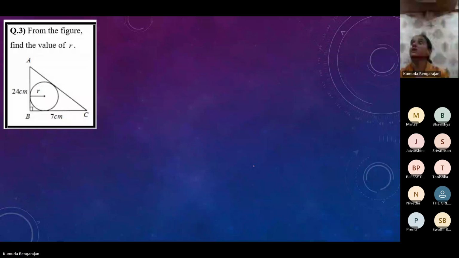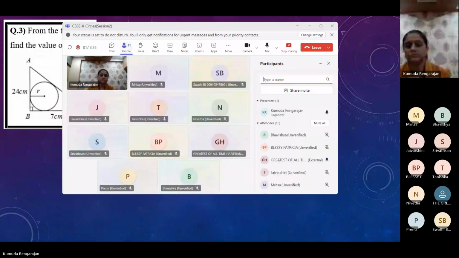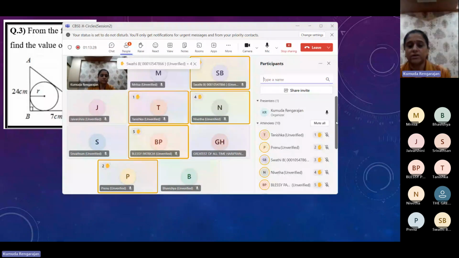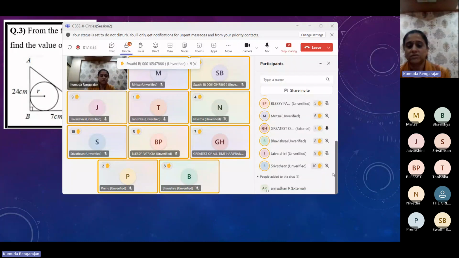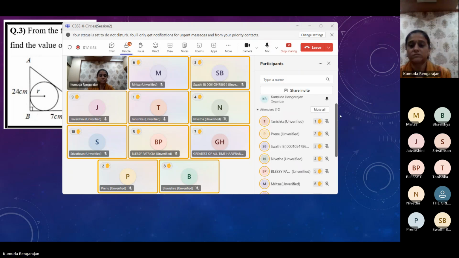Another 5 minutes, children, I'll wind up. Find the value of R. Children, use the emoji, raise your hand. Tanishka, Prenu, Swati, Niveda, Blessing, Ratsa, Hari Pranav, Bhavishya, Devarshini, Srivatsam. Aniruddhan is not there.